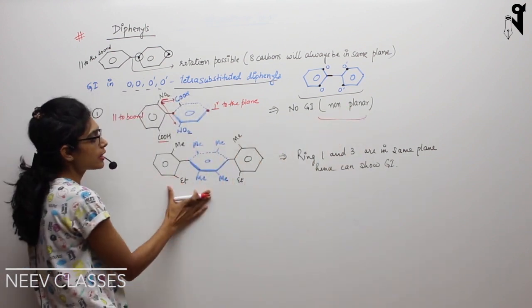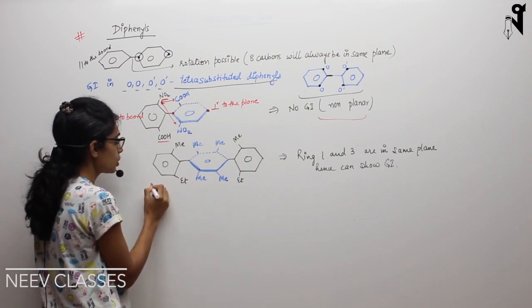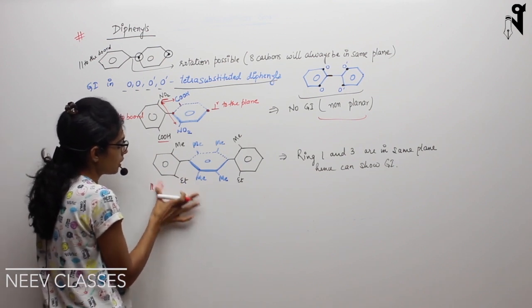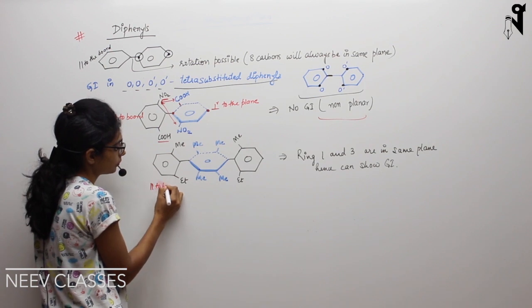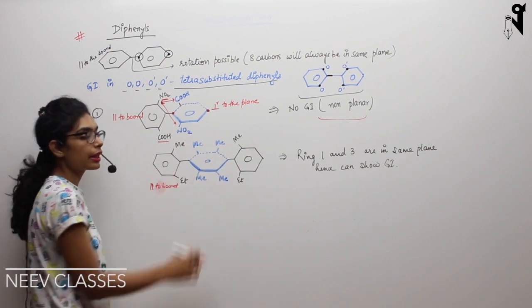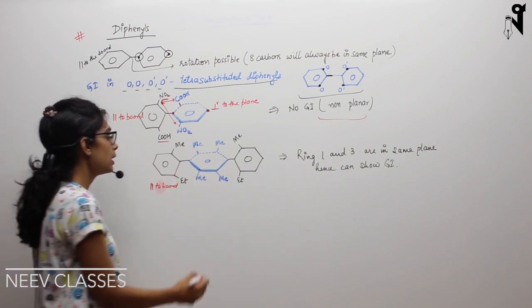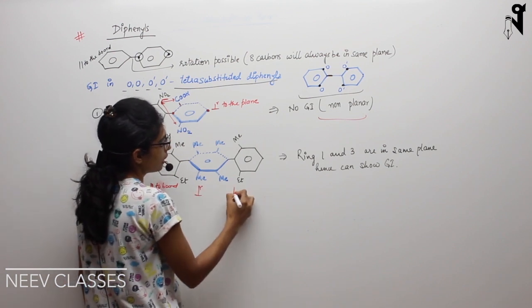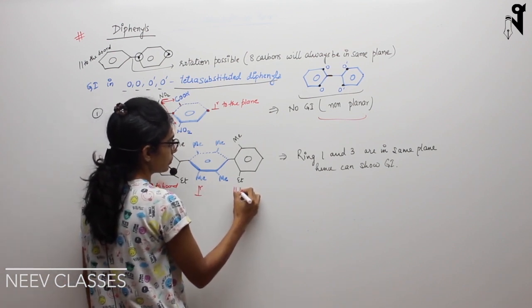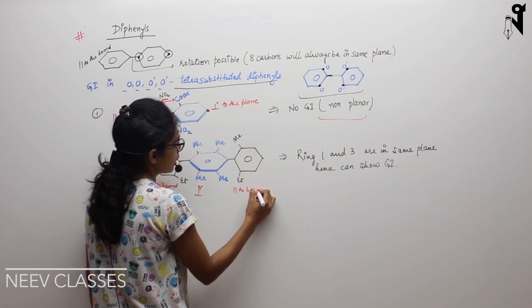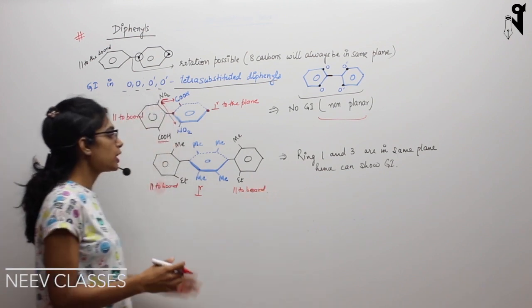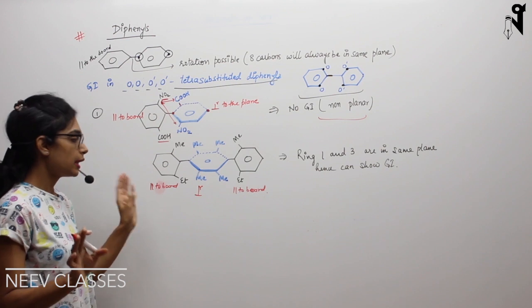Whereas if I take a case like this, where my first ring is parallel to the board, now here I have attached three cyclic rings, three benzene rings basically. The next one is perpendicular, and then again the next one is parallel. Now, if somebody asks me whether GI is possible in this kind of structure, let's understand.